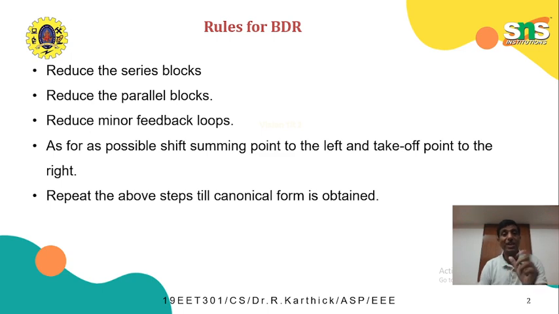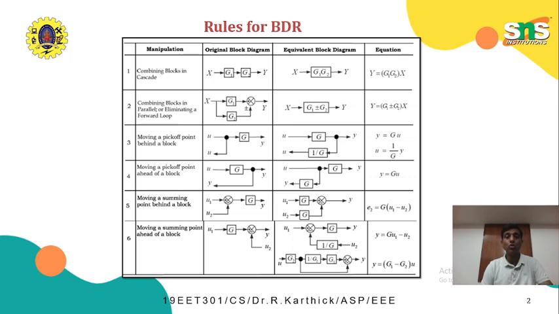The transfer function can be easily determined. So we have 6 such rules, which is not just like a formula, it is a set of rules. It is applicable based on the condition and the complexity of the block diagram. So the first rule, you call it combining blocks in cascade.